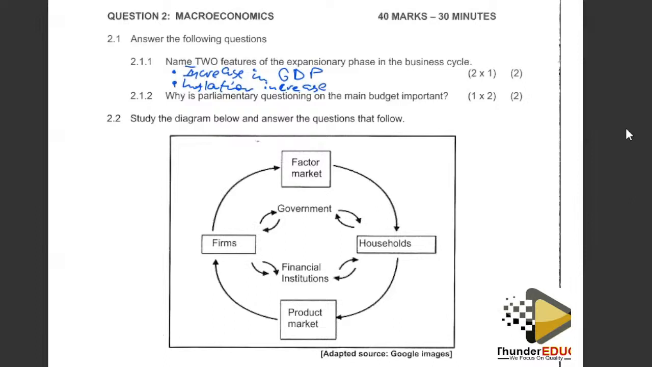Okay, right, grade 12. So now let's move on to the next question. The next question reads as follows: why is parliamentary questioning on the main budget important? It is important because it helps improve government policies, legislation, and public services.